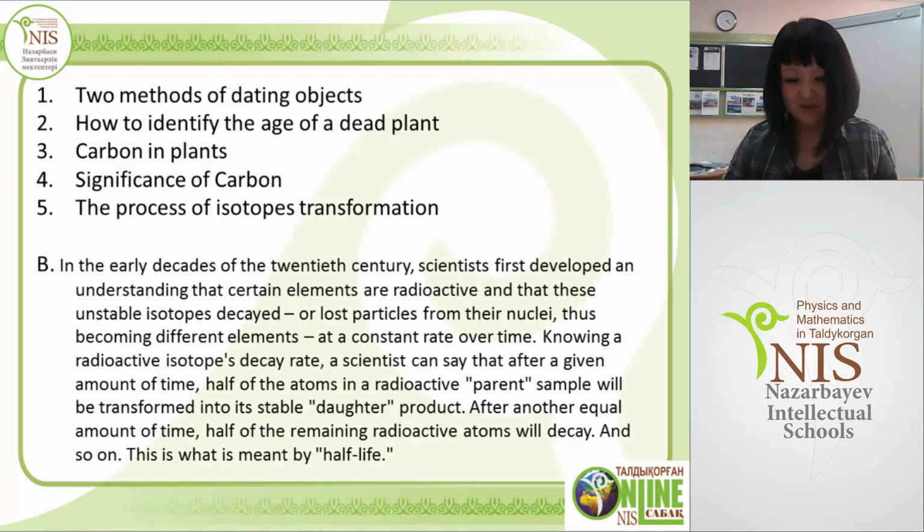The second paragraph, B. The first sentence, in the early decades of the 20th century, scientists first developed an understanding that certain elements are radioactive and that these unstable isotopes decayed or lost particles from their nuclei, thus becoming different elements at a constant rate over time. And the keywords here, I see parent transformed into daughter. Choose the right number for this letter, please.